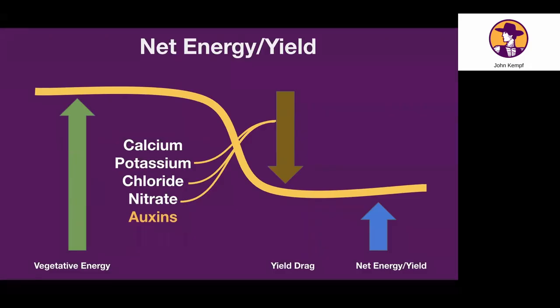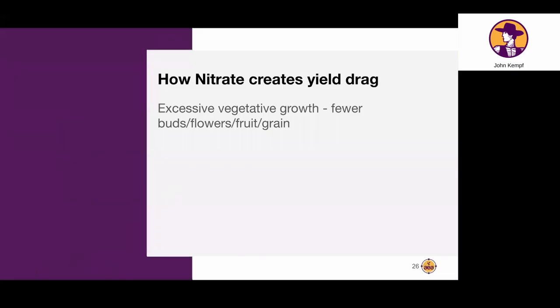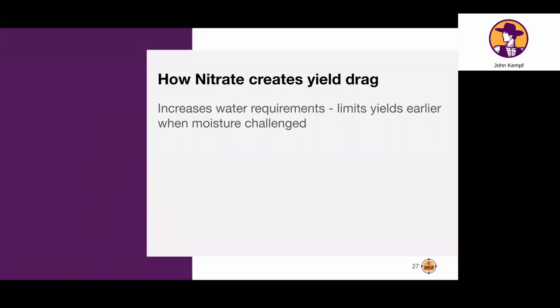And I've described some of the mechanisms by which nitrogen creates yield drag. So let's just elaborate or follow up on a few of these thoughts. Nitrate creates yield drag by, one, creating excessive vegetative growth, which corresponds to fewer buds, flowers, fruit, grain. Two, it increases the plant's water requirements, which limits yields, particularly when the crop is challenged with moisture.